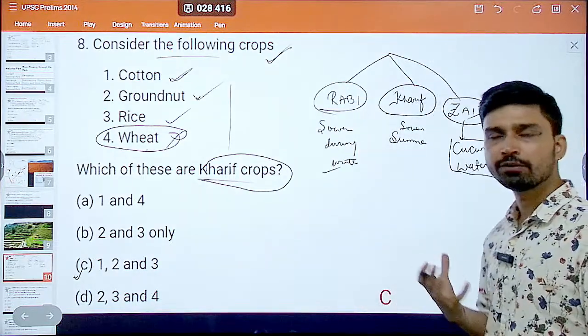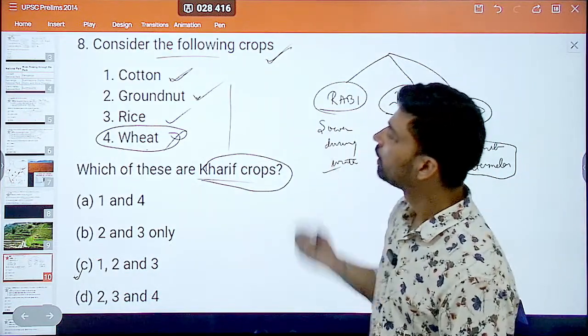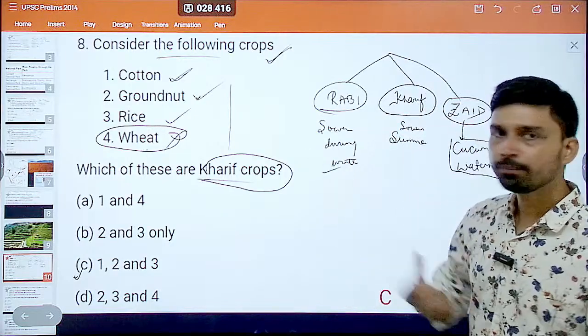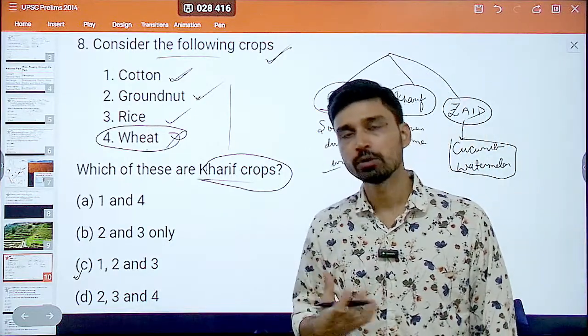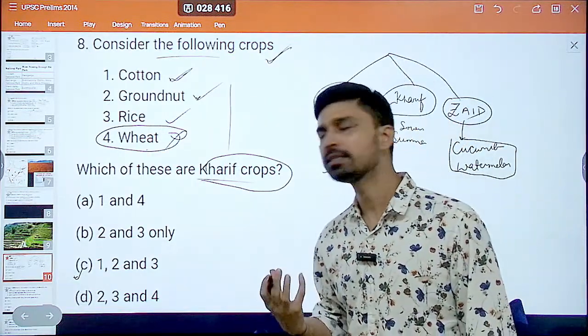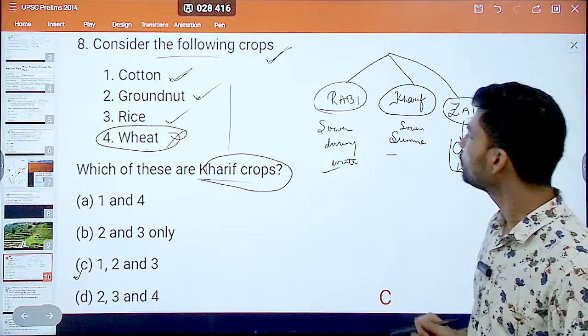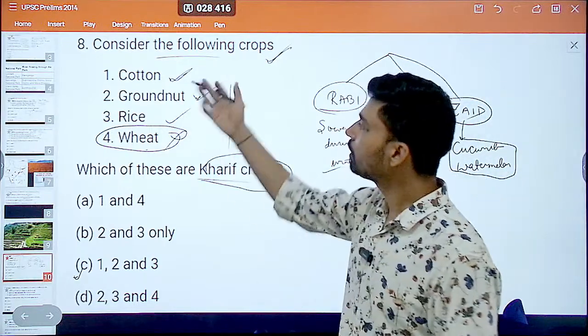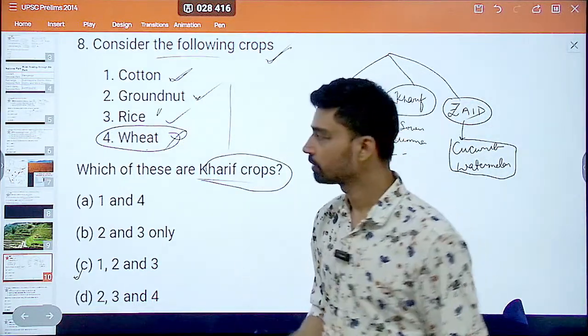Apart from wheat, if we try to give some other examples of rabi crops, for example, black gram is also an example of a rabi crop. Apart from that, you have mustard and oil seeds. So, these are examples of some of the major rabi crops of India. Kharif crops are rice, groundnut and cotton, as we have discussed.